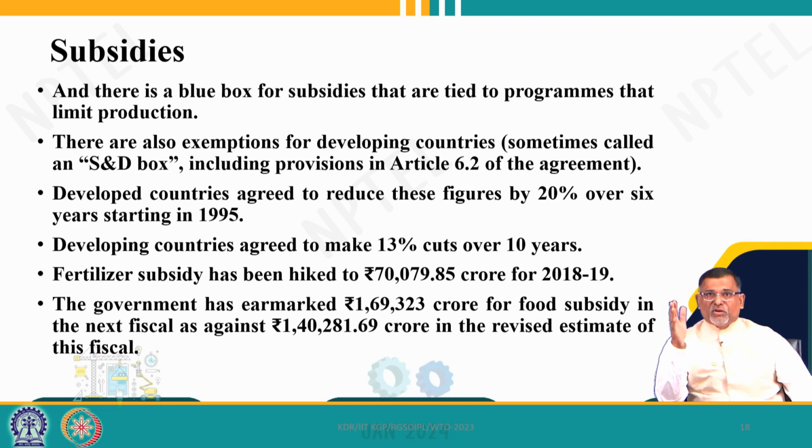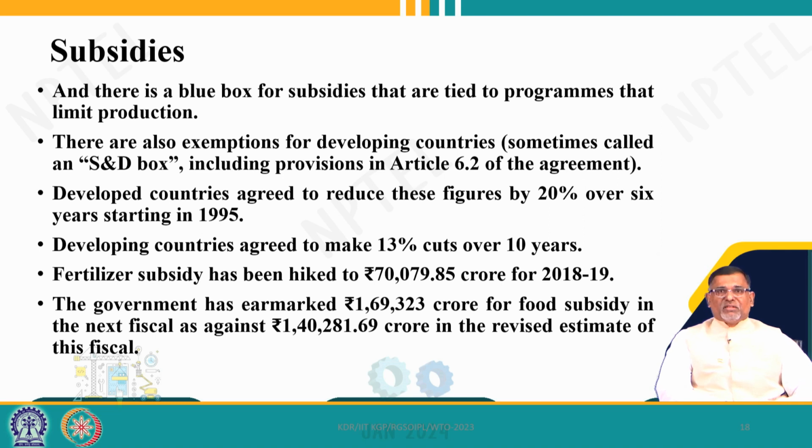So, subsidies are of different kinds, which will be put in different boxes, and their commitments are different. For example, in the case of developing countries, there are certain exemptions, mostly known as the S&D box, that is the special and differential box, which is provided in Article 6(2) of the Agreement on Agriculture. Developed countries reduced 20% over 6 years, and for developing countries the same reduction is 13% over 10 years.